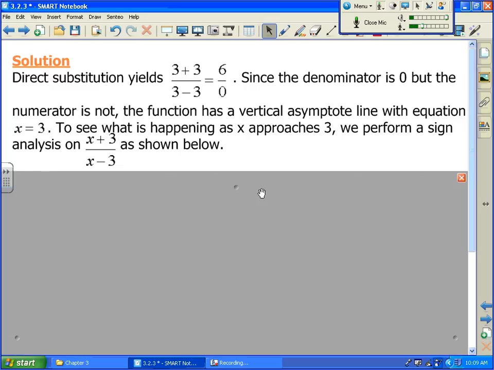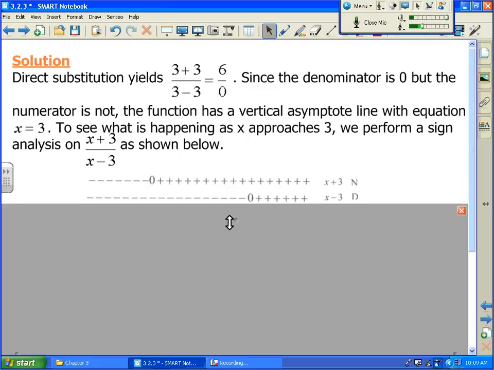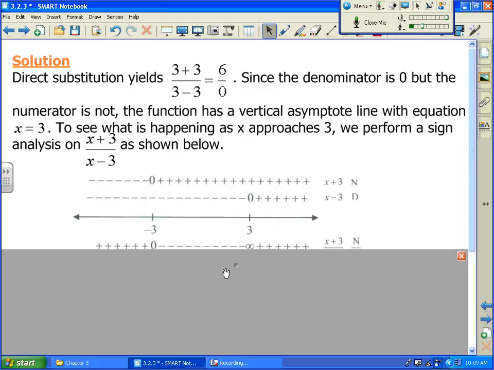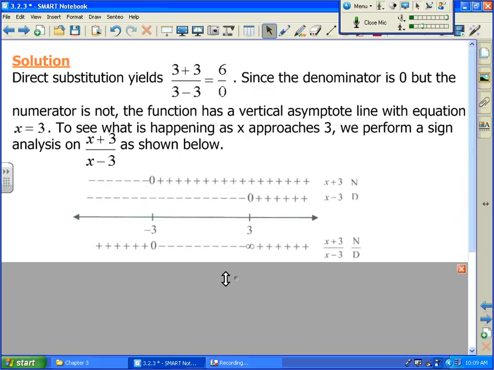What we have written in type there is basically what I mentioned on the previous slide. You're free to read that on your own time. But here's my sign analysis. Okay, so I set up my 2 zeros. Zeros meaning when I set this equal to 0, I get negative 3, and that goes there. When I set x minus 3 equal to 0, I get that 3 there. And then of course we just did the sign analysis, resulting in a positive region there, a negative region, and a positive region there.